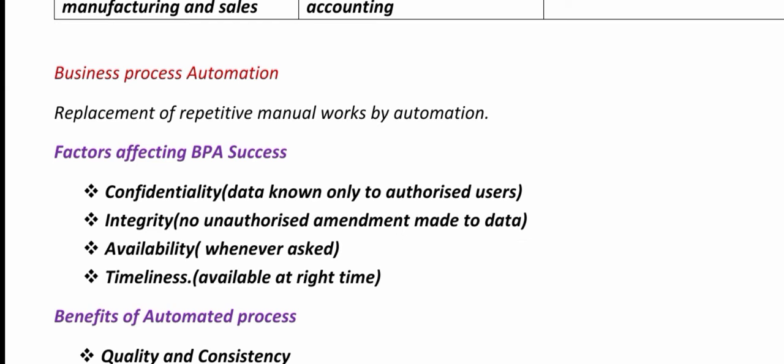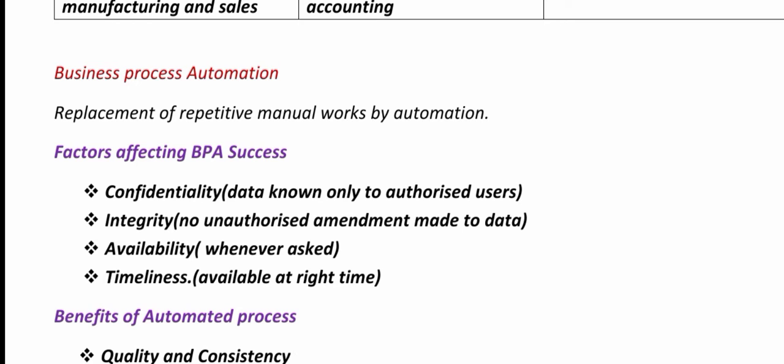So if we automate our accounting and bookkeeping systems by installing Tally or ERP software, then such software should also ensure the protection of such suppliers' data, so that the data is only known to authorized users. We can protect such data by keeping a password, and that password is only known to authorized users. This is about confidentiality.